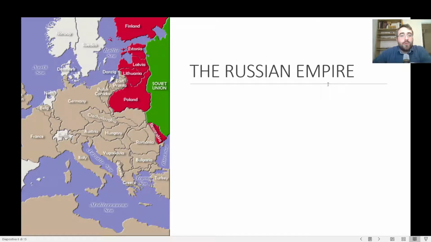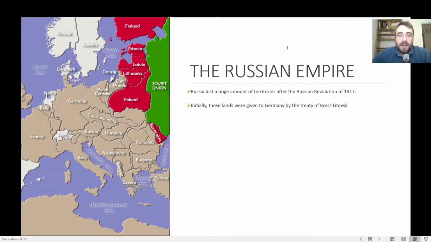Now, Russia technically was in the winning alliance, but it still lost a lot of territories because of the collapse of the government after the Russian Revolution in 1917. Initially, these lands went to Germany after the Brest-Litovsk Treaty of 1918, because Germany was still fighting against Russia and invaded Russia as soon as they saw that a revolution was brewing and bringing the country on the verge of collapse.